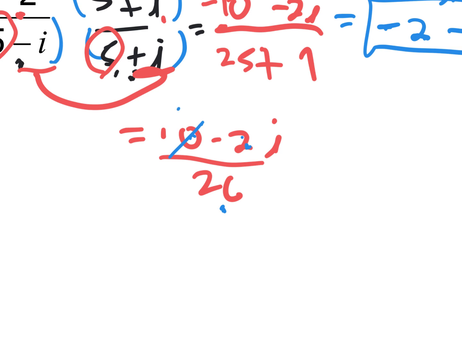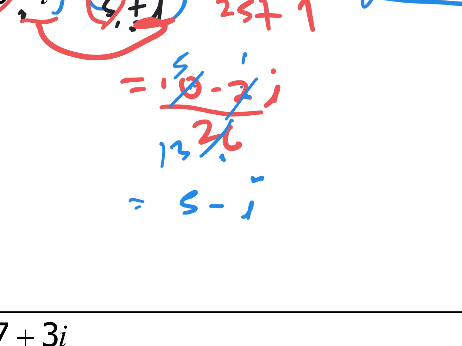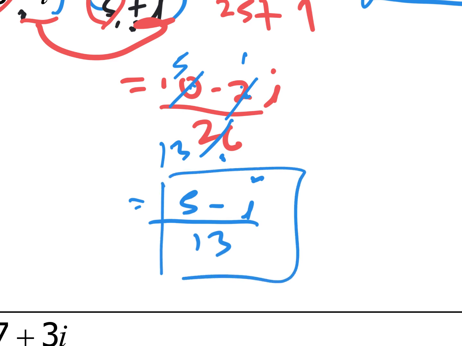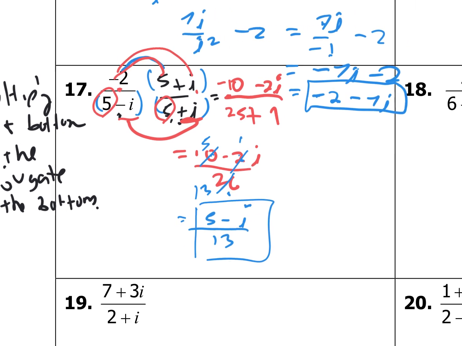Divide this by a 2, that's a 5. Divide this by a 2, that's a 1. Divide this by a 2, that's a 13. So your best answer is 5 minus an I, because it's a 1I, all divided by how much? A 13. Was that so ugly? You see, you're going to look at all those answers and say, where's my answer? Because they reduced the thing. So that's another very good problem to redo, okay?